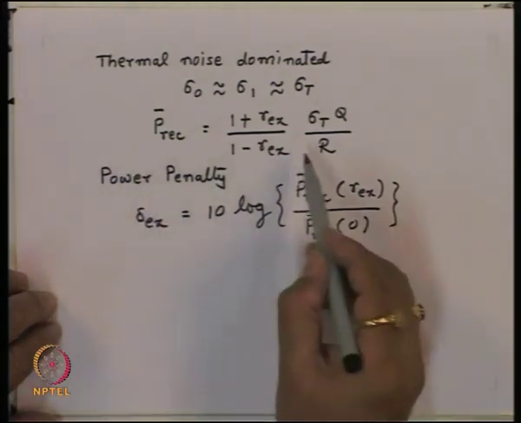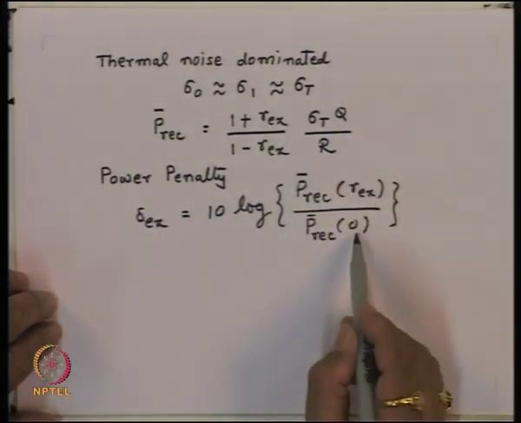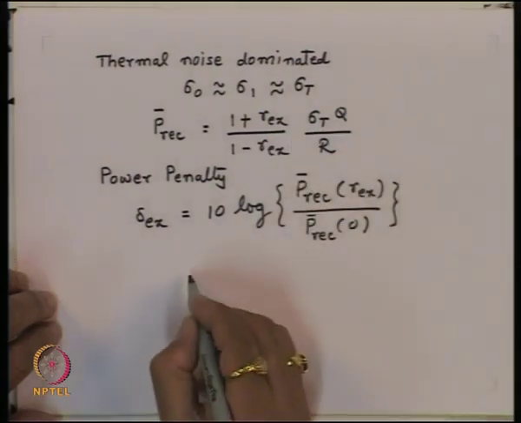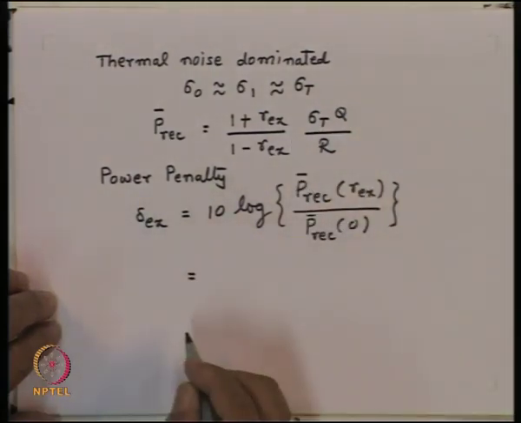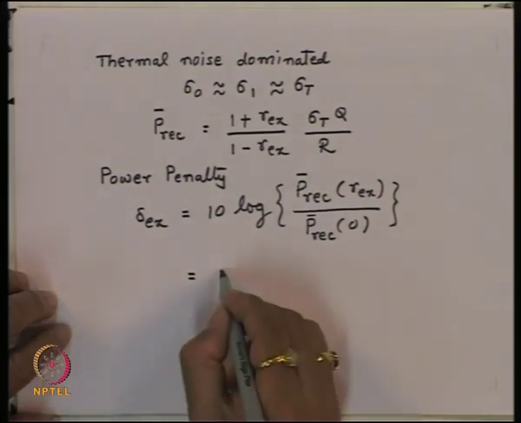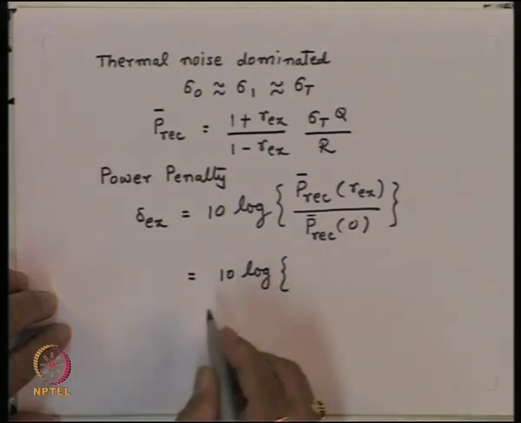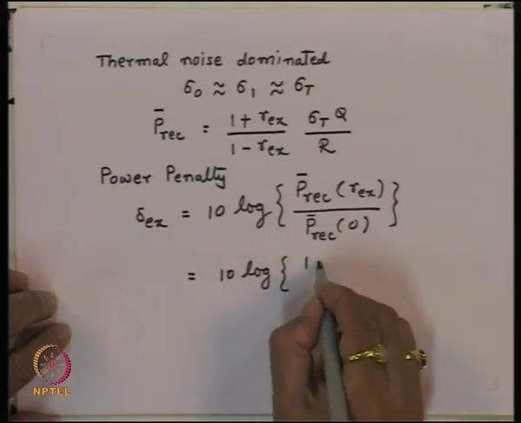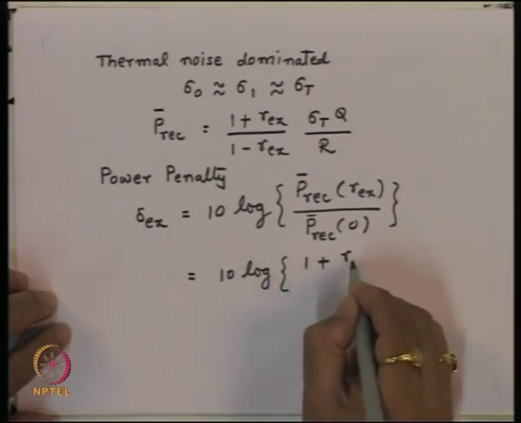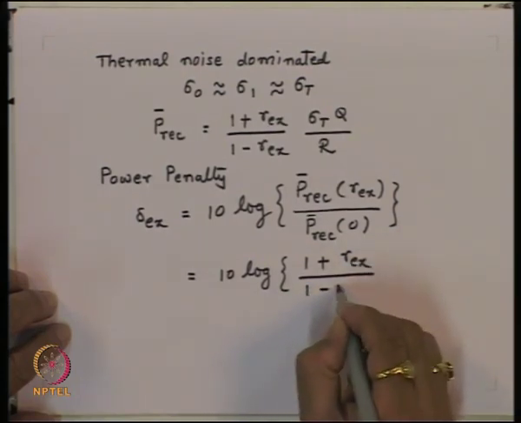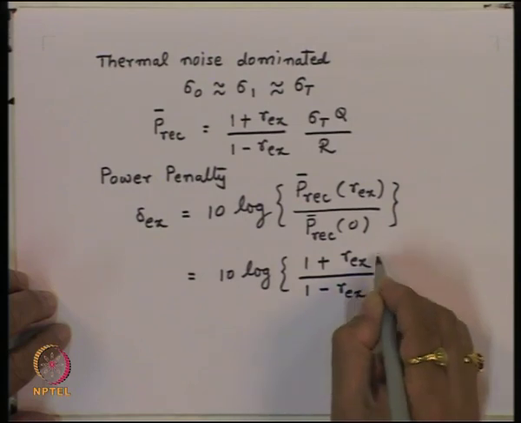So, substituting now for this quantity, the PREC 0 will be nothing but this. So, we get the power penalty in terms of dBs, that will be 10 log of 1 plus Rex divided by 1 minus Rex.